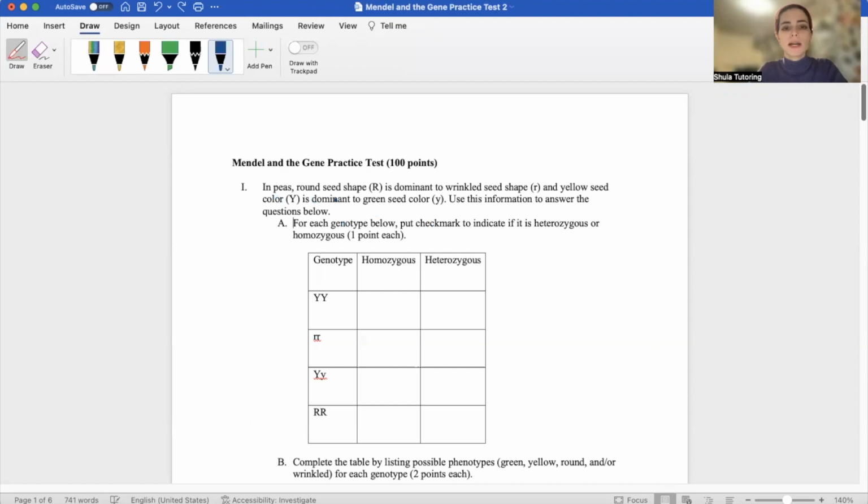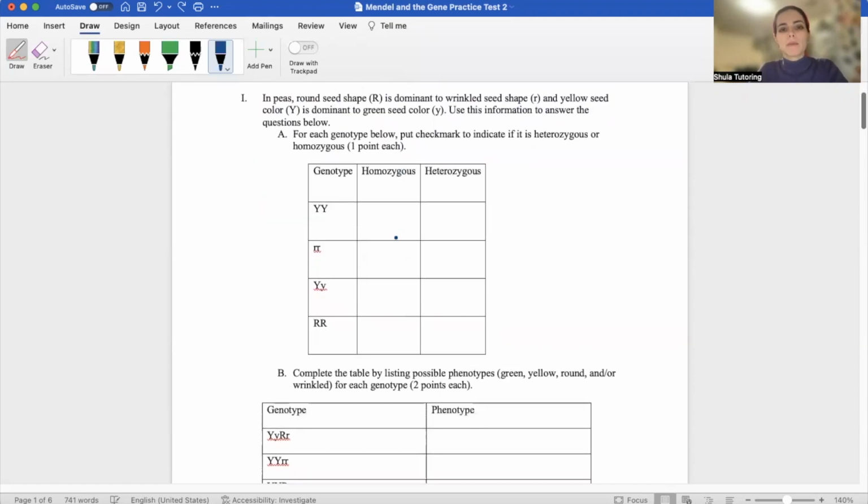In peas, round seed shape, capital R, is dominant to wrinkled seed shape, little r, and yellow seed color, capital Y, is dominant to green seed color, little y. Use this information to answer the questions below. For each genotype below, put a check mark to indicate if it is heterozygous or homozygous.